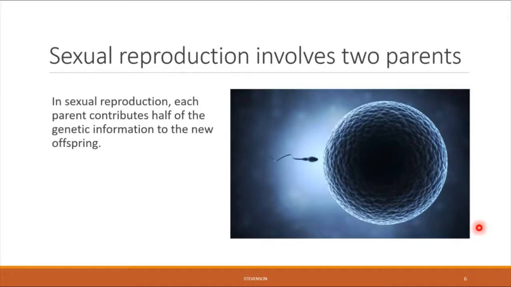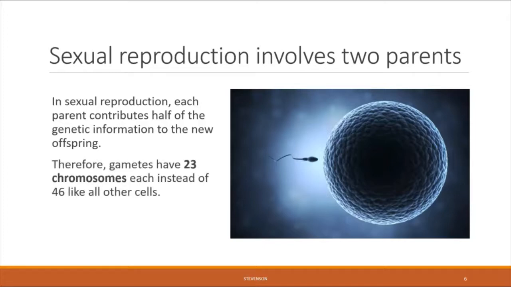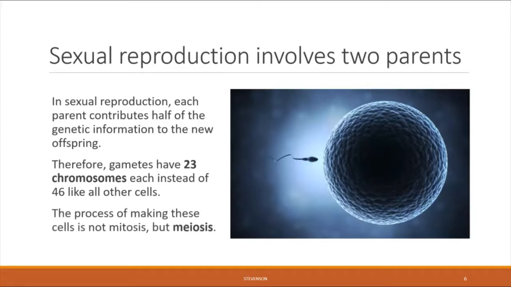Sexual reproduction is the type of reproduction that involves two separate parents, each contributing half of the genetic information to the new offspring. This means that the gametes, the sperm and the egg, do not have a full set of chromosomes in them. Rather, they only have a half set of chromosomes, 23 instead of 46 that are found in all of your other cells. It makes sense then, if these cells have a smaller number of chromosomes than the rest of your cells, that mitosis will not produce them. There has to be a different process, and that process is called meiosis.